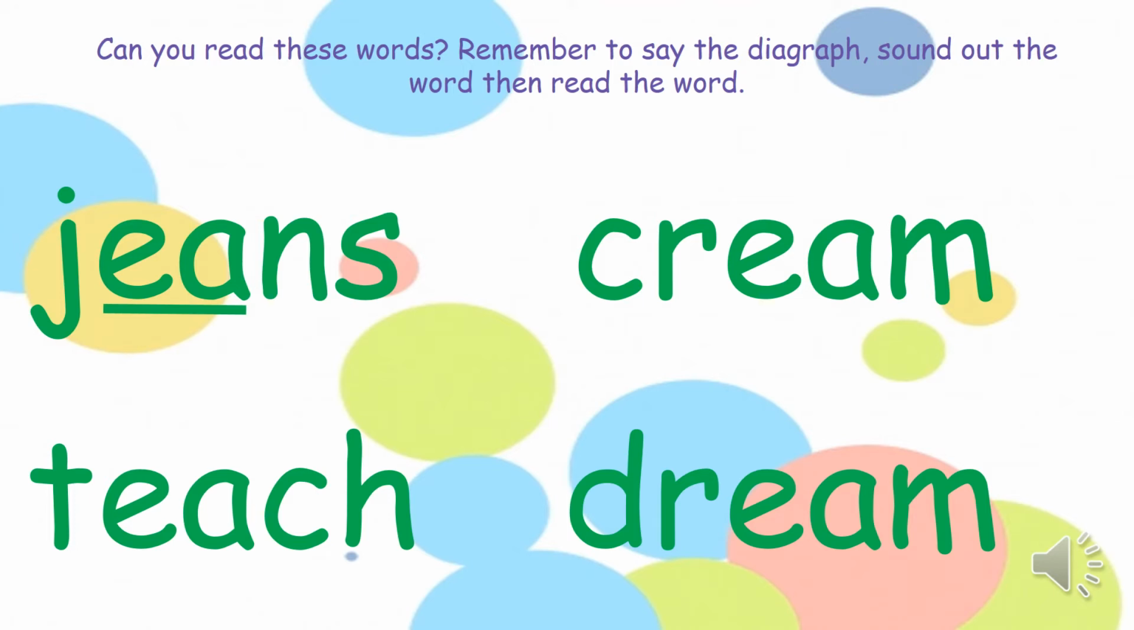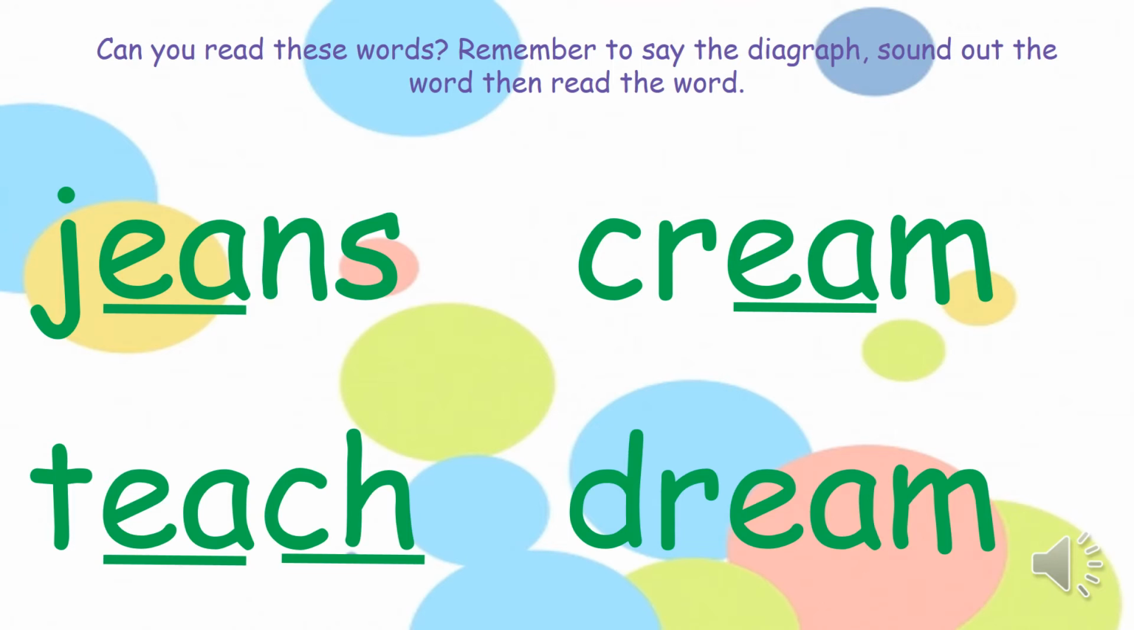Our second word, can you spot the digraph? Again, we have our E. Now let's use our sounds. K, E, cream. Our third word, can you spot the digraph? There are two digraphs in this one, and we have E and Ch. Now let's use our sounds. T, E, Ch. Teach. And that's what I'm doing right now. I am teaching you your phonics sounds.